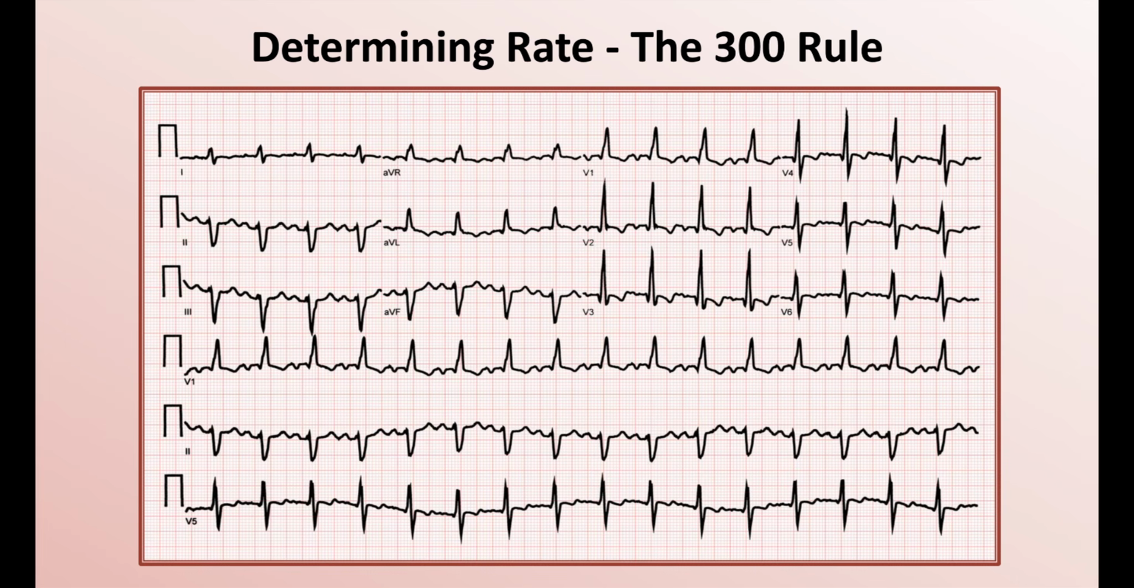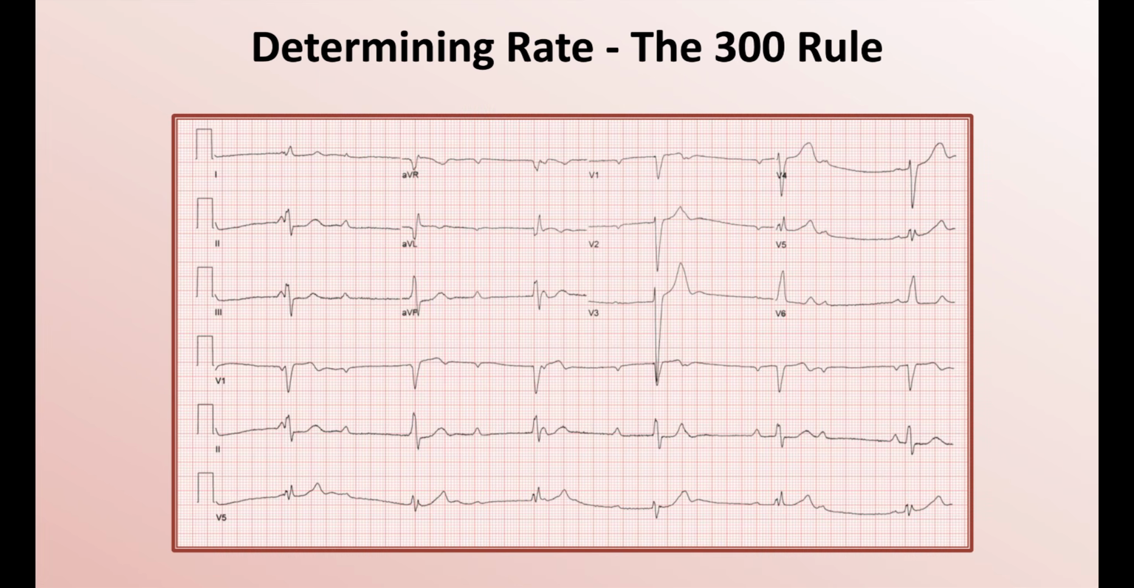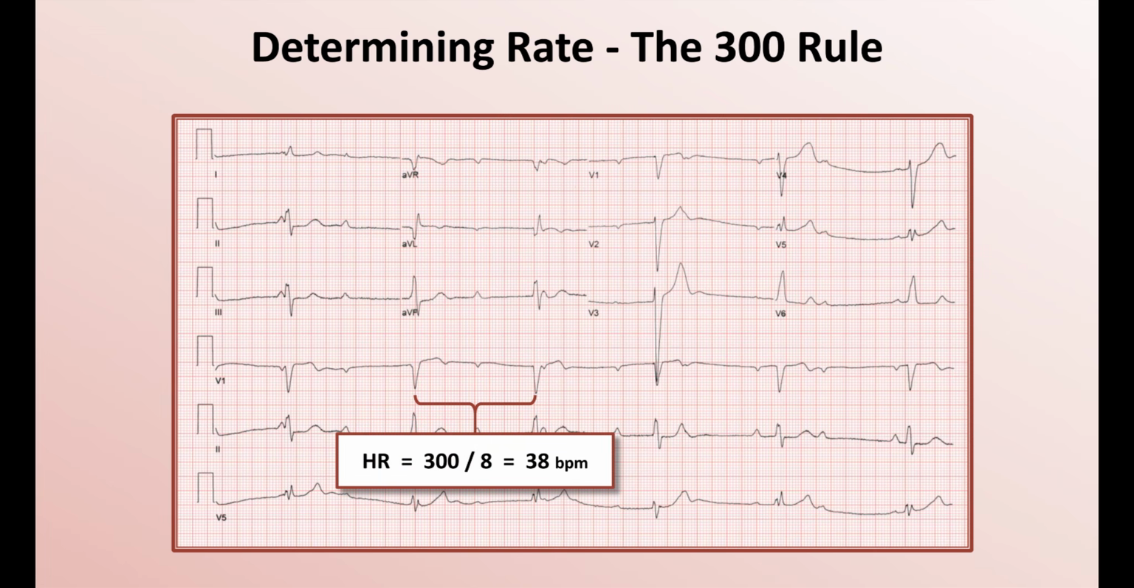What is the rate? We can see that there are 3 big boxes between adjacent peaks of the QRS complexes, so the heart rate is 300 divided by 3, which is 100 beats per minute. Another example. In this case, there are 8 big boxes between QRS complexes. The rate is thus 300 divided by 8, or 38 beats per minute.